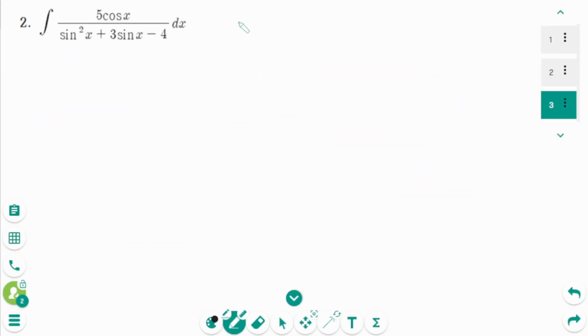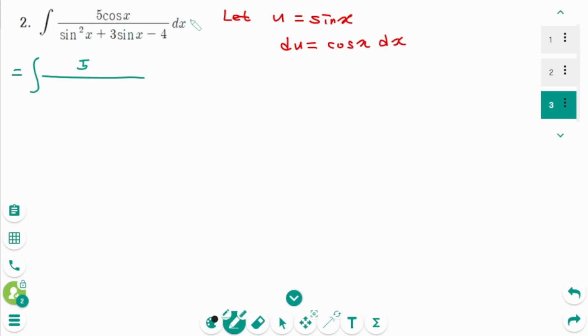Question 2. Use u substitution. Let u equal sine x. Then differentiate each side: du equals cosine x dx. Equals the integral of 5 cosine x dx is du, sine x is u, then u squared plus 3u minus 4. The integral of 5 over, we can factor, u plus 4 times u minus 1 du.